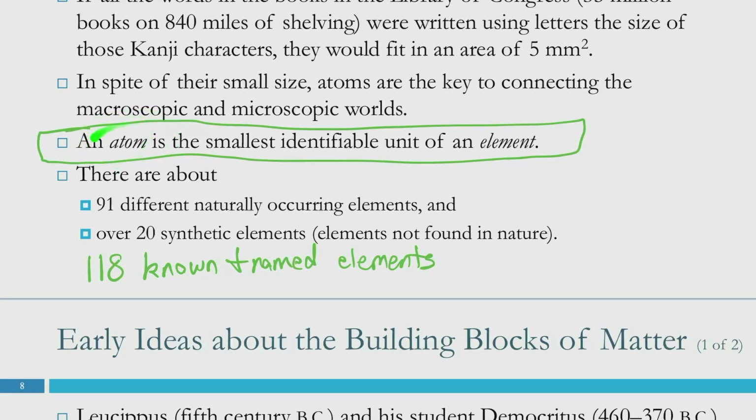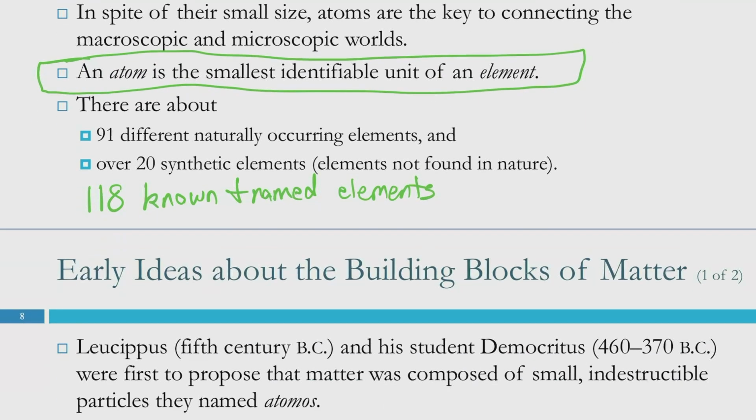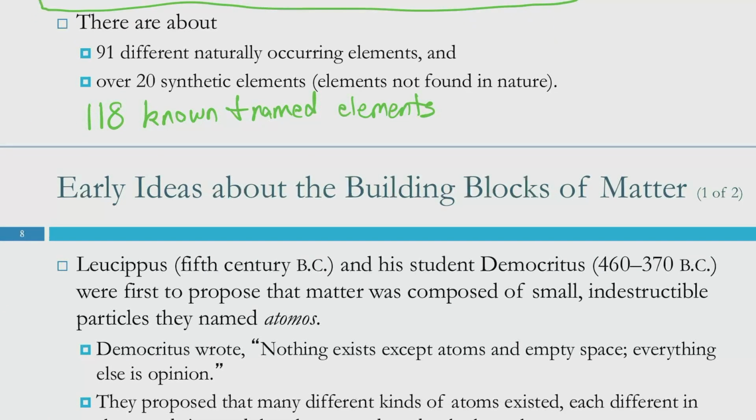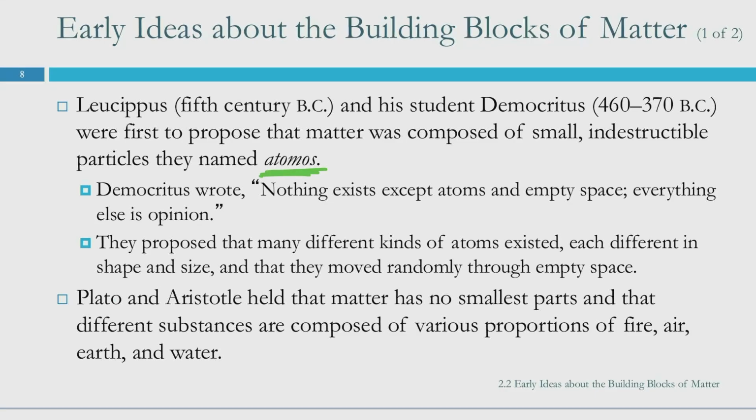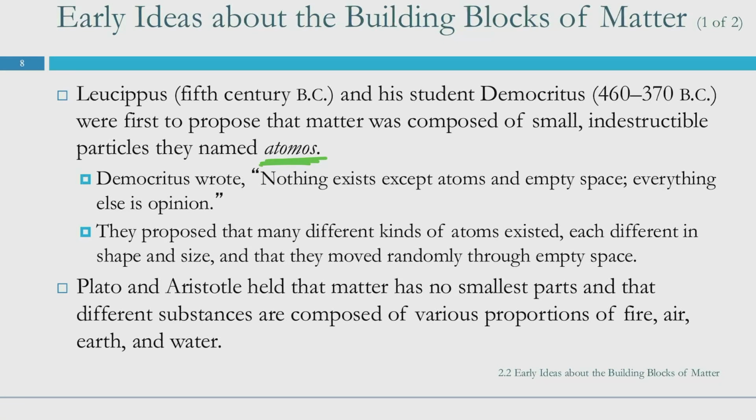So an atom is a single piece of an element, one little chunk. We've had ideas about atoms for a long time. Leucippus and Democritus from the BCs, or BCEs, were the first to propose the idea and name them atomos, that name that we saw earlier from the Greek, meaning indestructible. They reasoned that eventually, if you cut things smaller and smaller, there has to be some smallest point. You can't just keep dividing matter forever, which is a great idea, and they were right to a certain extent. They proposed that many different kinds of atoms existed, each different in shape and size, and that they moved randomly through empty space.